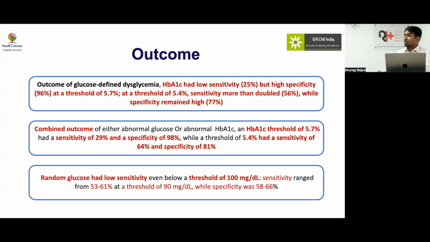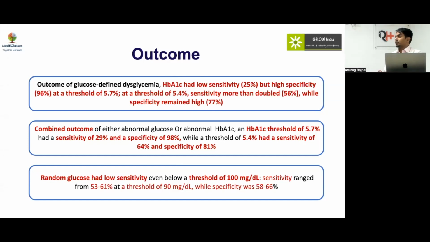So if we talk about the random blood glucose value, then that had a severely low sensitivity at the threshold of 100 milligram per deciliter. So even if we cut off at 100 as abnormal, the sensitivity is only 53 to 61%. And at 90 milligram per deciliter, specificity is 58 to 66%.